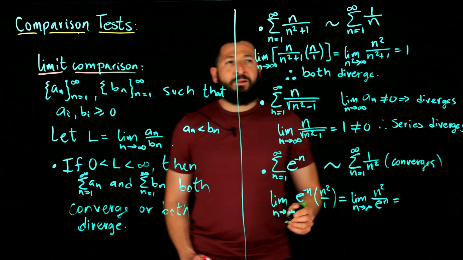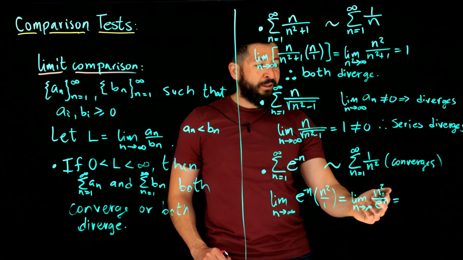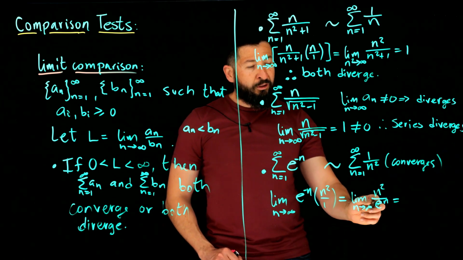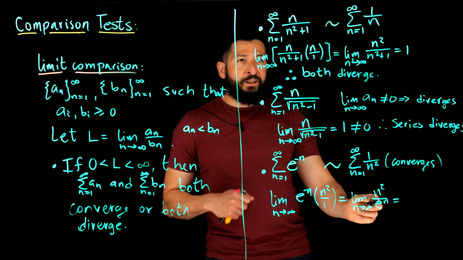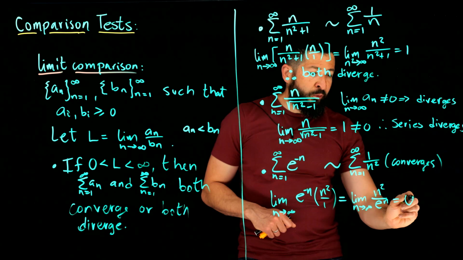And this one, I don't have a lot of room, but by L'Hopital's rule, you can do it one time, because this goes to infinity, this goes to infinity. I get 2n over e to the n. Still is infinity over infinity. I get then 2 over e to the n, which ends up going to 0.